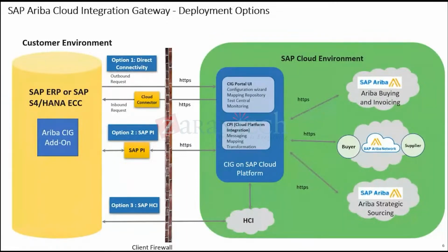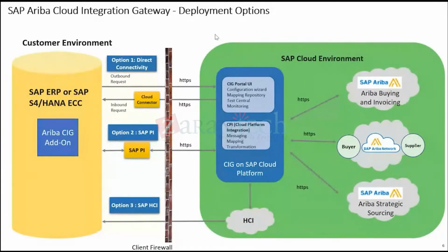For example, while we connect the SLP, the MDG will also come into the picture. So how will that be achieved? Because we have an S4 or an ERP in the back end, and sourcing and SLP in the front, and in between CIG is there.